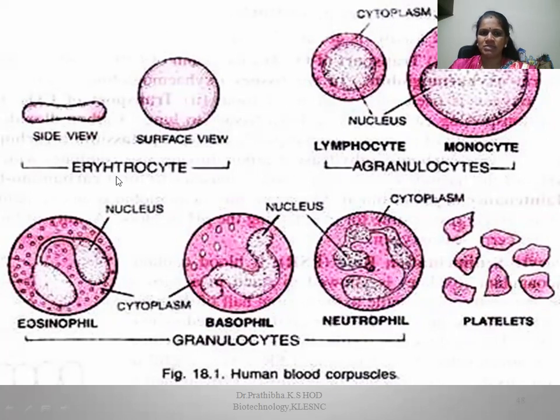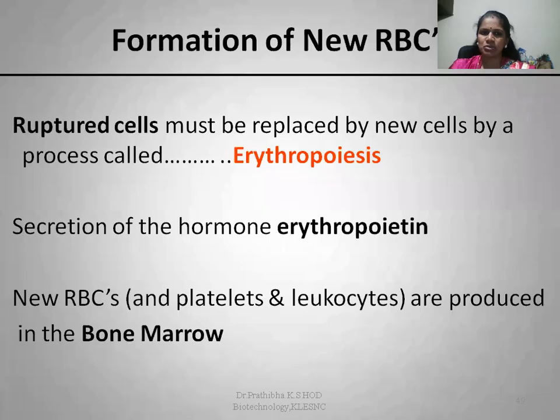So all these come under the human blood corpuscles. Today we are going to discuss only erythrocytes. In the next video we'll be discussing WBCs. Now let us understand the formation of new RBCs.